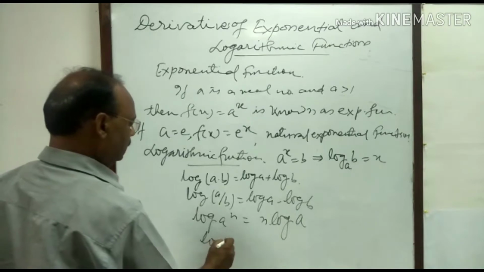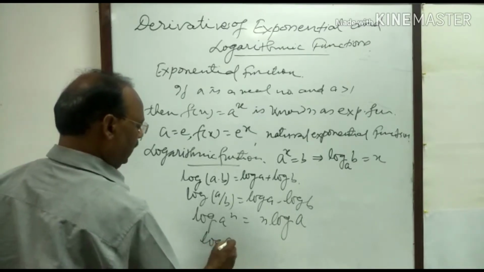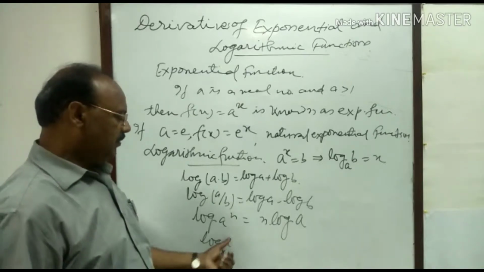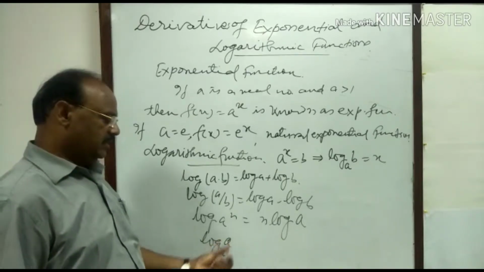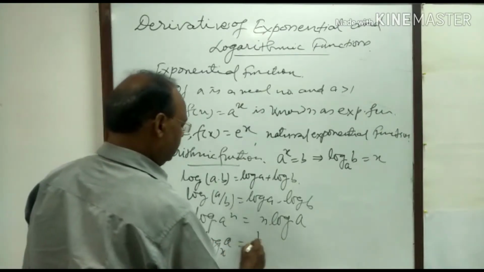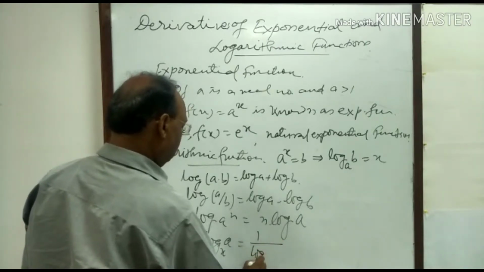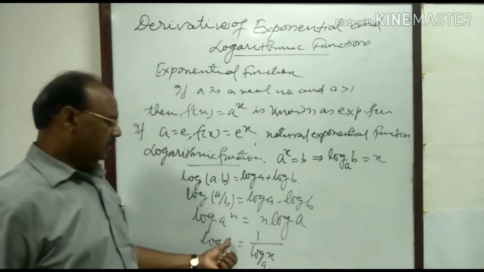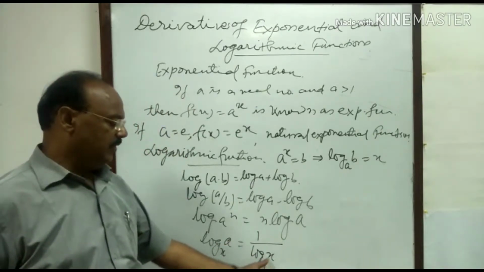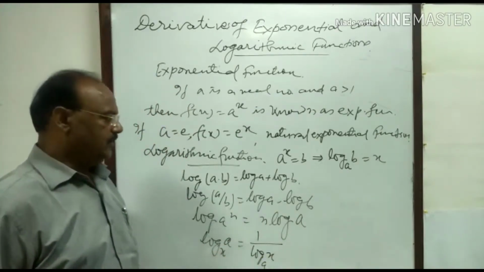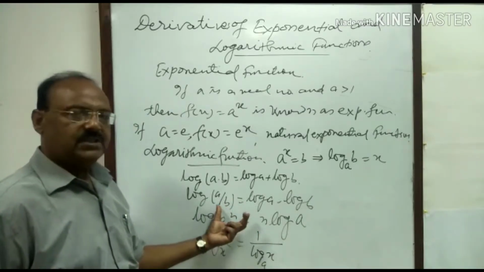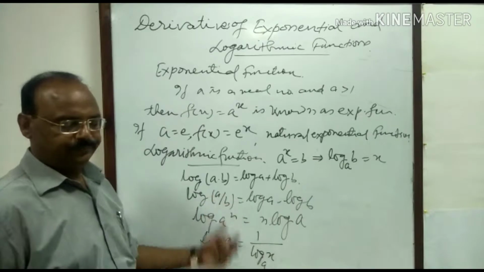Log of a to the base x: here these two numbers can be interchanged with each other. If you write in this form, this is equal to log of x to the base a. The numbers a and x have been interchanged. So these are very basic algebraic formulas that we must keep in mind.